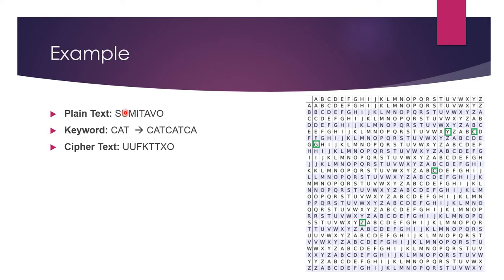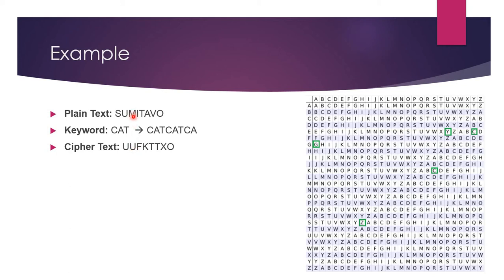Next letter in the plain text is U. So U matches with A. Let's find U in this column, and we have to find A in this row, guys. So when you match U and A, you arrive at U again, guys. So that's why I put U as the cipher text here.